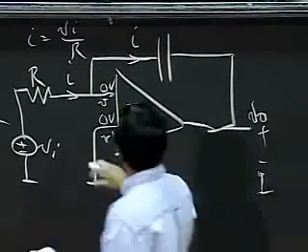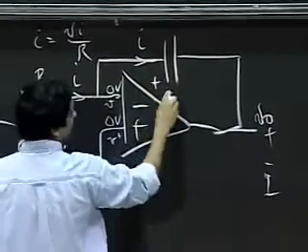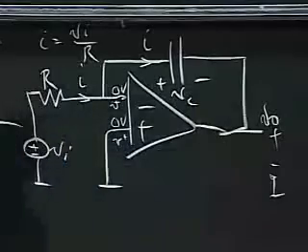Notice that when I do this, let's say this is plus minus VC.